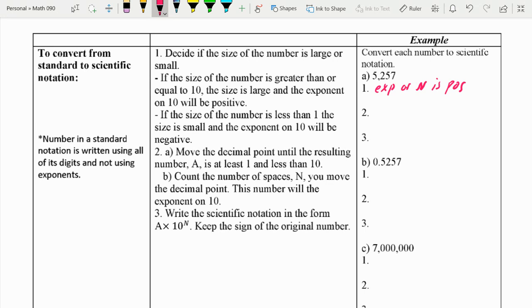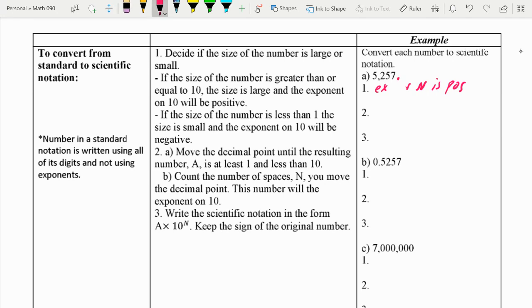For number two, we have to decide how many spaces we are going to move. Here's my decimal point right there. My decimal point is always at the end. If you don't see a decimal, it's always after the last number. It's not written. So how many times do I need to move this decimal to make this number be between 1 and 10? Well, one.